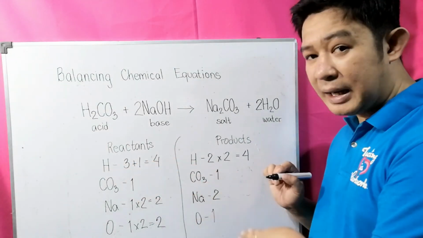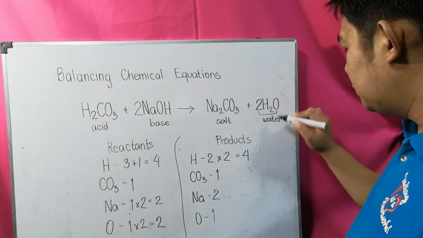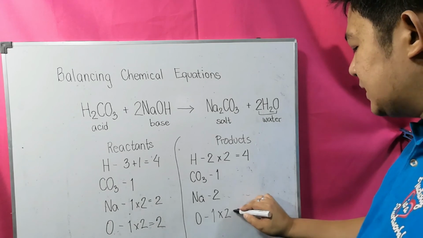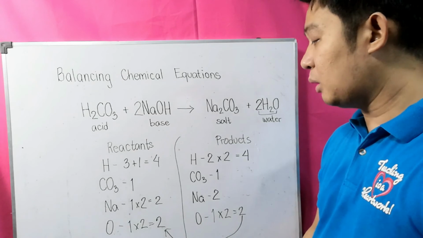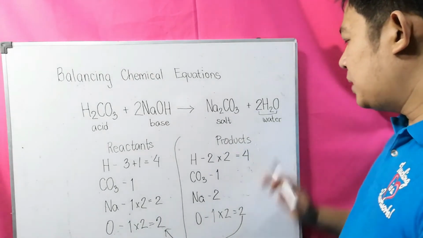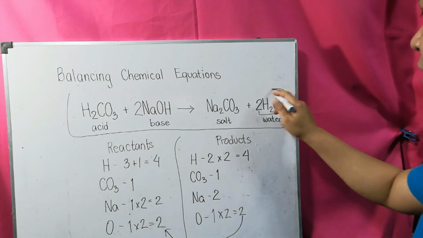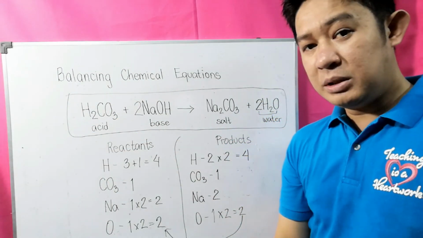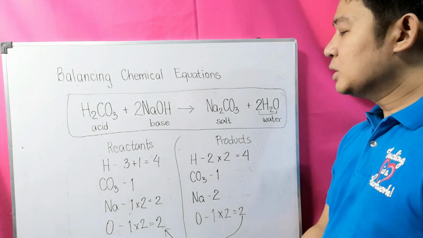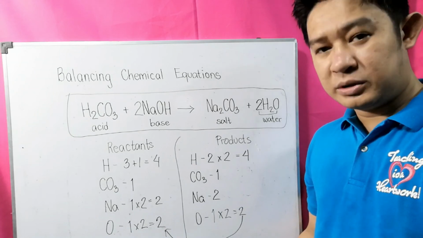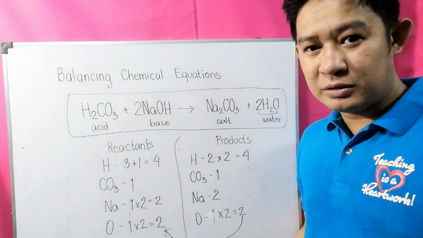So we now have a balanced number of hydrogen, and this 2 will also be multiplied to oxygen, making this equal to 2, which is the same as the number of oxygen on our reactant side. This is now the balanced chemical equation of our neutralization, the reaction between carbonic acid and sodium hydroxide, producing sodium carbonate and water. So that is how we balance chemical equations.